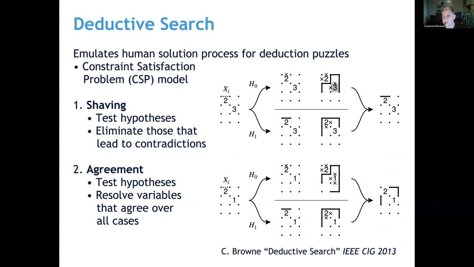One way we can measure the difficulty of a deduction puzzle is to use deductive search, which seeks to emulate the human solution process. So we model puzzles as CSP problems, and we perform deductions. The two basic deductions are shaving, where for each given variable, we test its possible values and we eliminate contradictions. And the other one is agreement, where for each unresolved variable, we test all possible values and we resolve other variables that agree for all solutions.